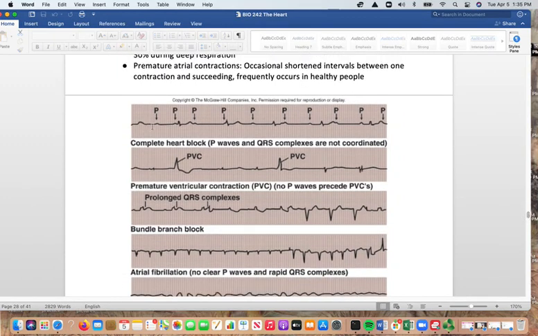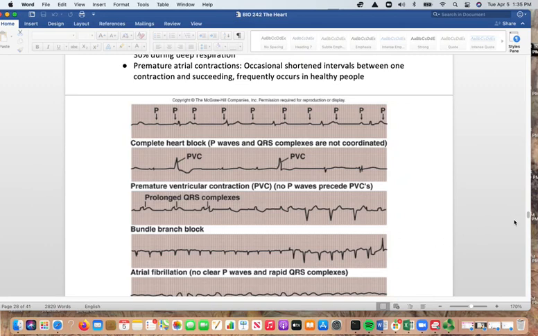So here we can see a complete heart block where the P waves and QRS complexes are not coordinated. With premature ventricular contraction, there's no P waves that precede in here. We go right into seeing a QRS complex. With bundle branch block, we can have prolonged QRS complexes. So you can see they're stretched out, they don't look normal.